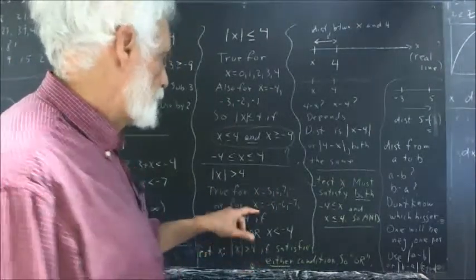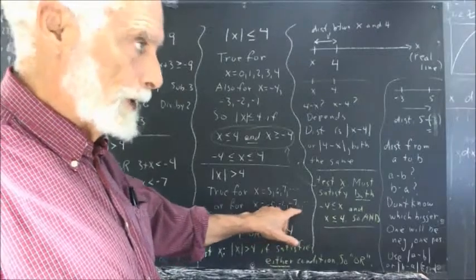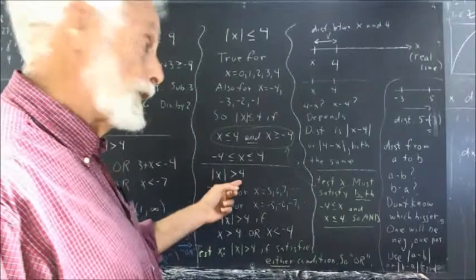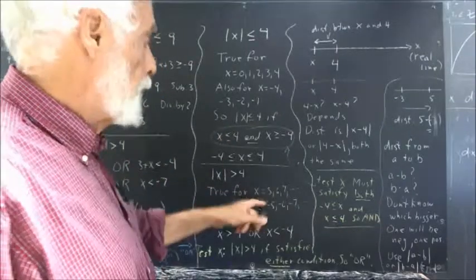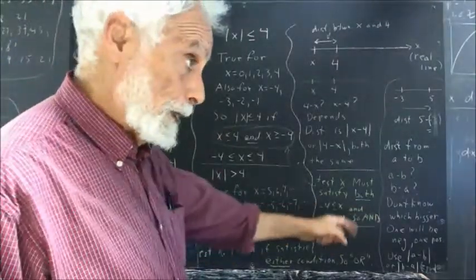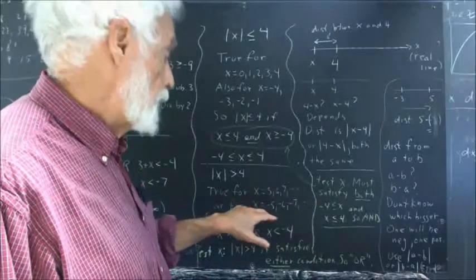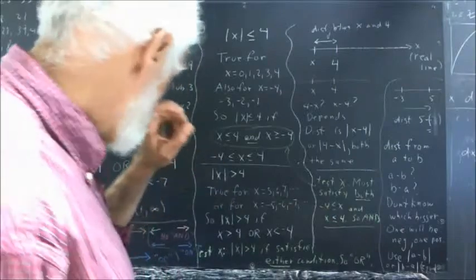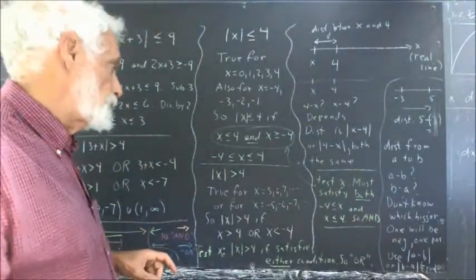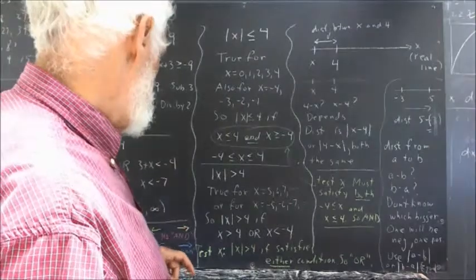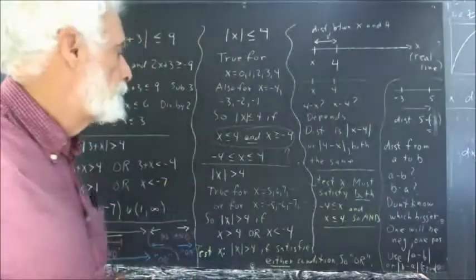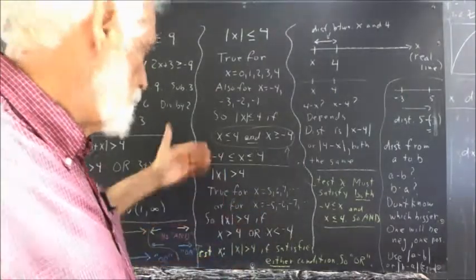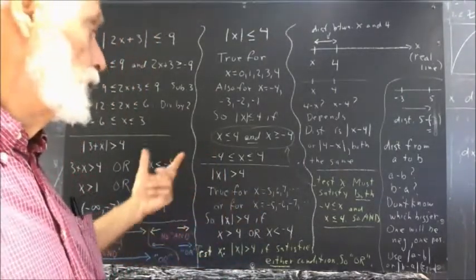Well, x equals negative 5, negative 6, negative 7, and so forth. The absolute values are still going to be 5, 6, and 7, and they're all greater than 4. And it's clear that all the negative integers starting at negative 5 will satisfy this inequality. So let's just go to the numbers for which it's true.